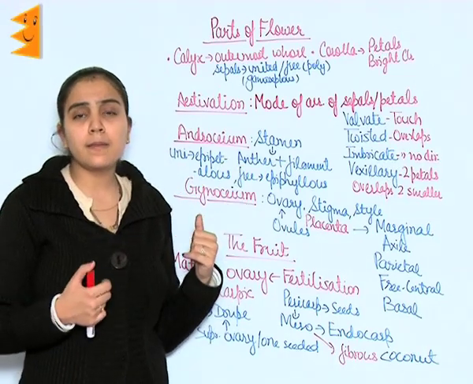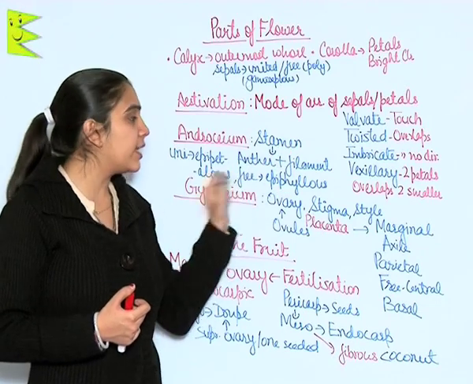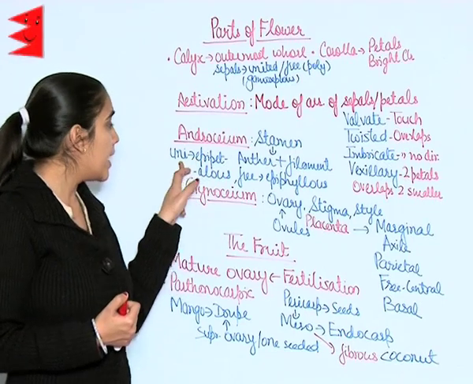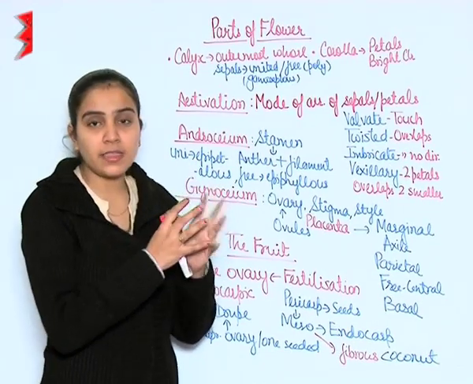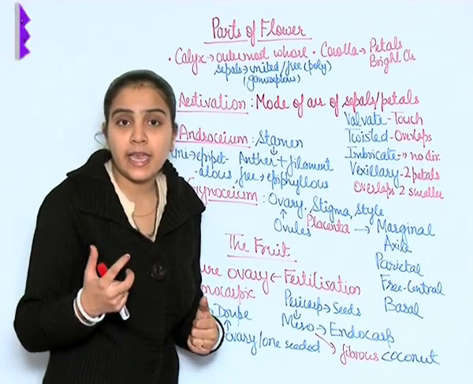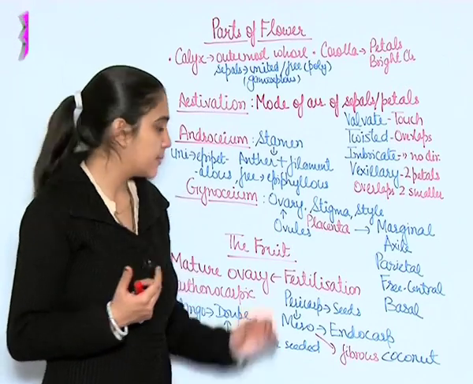Androecium. It is the male reproductive part. Stamen is present in it. Further, anther and filament are present. If anthers are united, it is known as epipetalous, and in case anthers are free, it is known as epiphyllous.